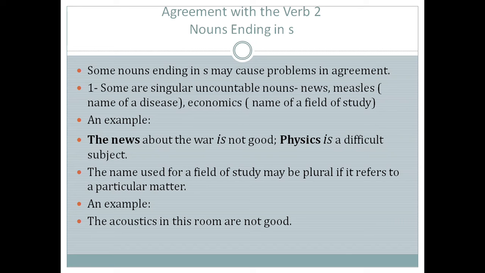The name used for a field of study may be plural if it refers to a particular matter. An example: the acoustics in this room are not good. So you can say the acoustics, which ends in S. It's a field of study, but it agrees with the verb and takes a plural verb. Why? Because it refers to a particular matter.